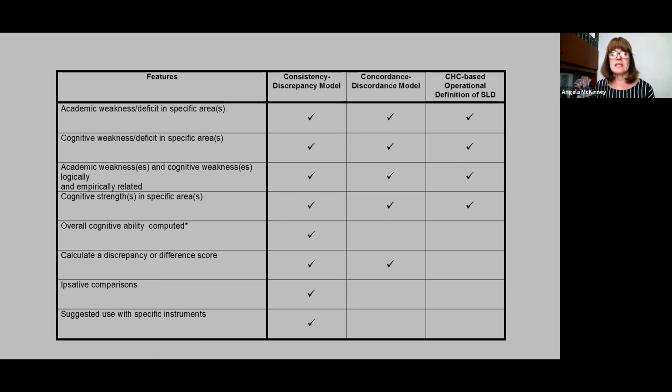Now, you only really have to have a global cognitive score when you're using consistency discrepancy. Part of that is because they're using that average PASS score overall. They're using an overall conglomerate of your four different areas in order to compute how low is low within the cognitive areas. So you're not necessarily having to report an overall IQ score, but you're getting an average of the different PASS processing areas.